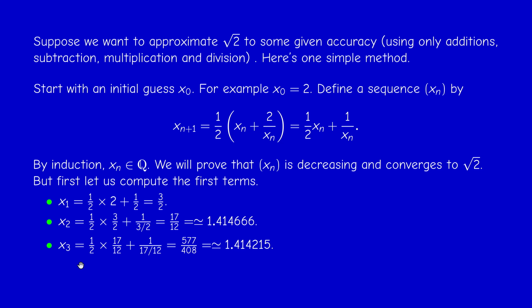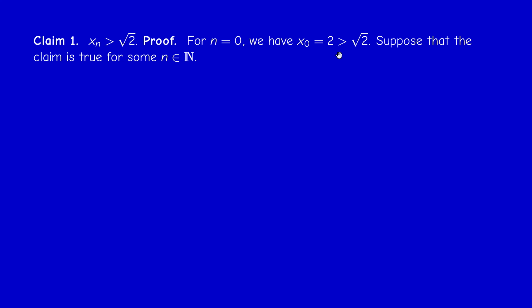It's decreasing, and it's bigger than radical 2. So, step by step. First, xn is bigger than radical 2. By induction: for n equals 0, it's true because I took x0 equal 2, and 2 is bigger than radical 2. Even if I don't know what radical 2 is, this is true because 2 squared is 4 and radical 2 squared is 2, so 4 is bigger than 2. So it's true for 0. Suppose it's true for some n.